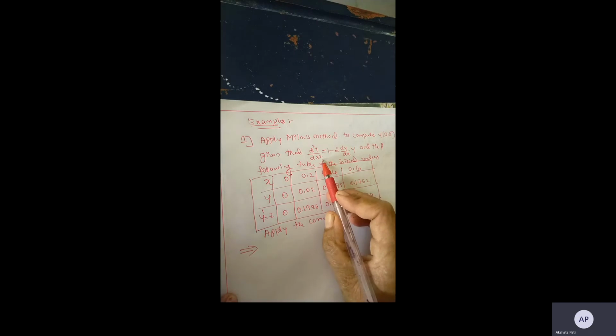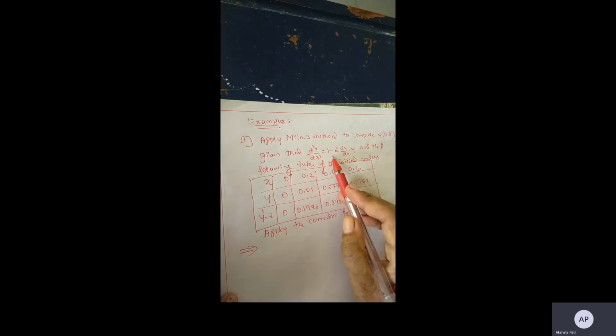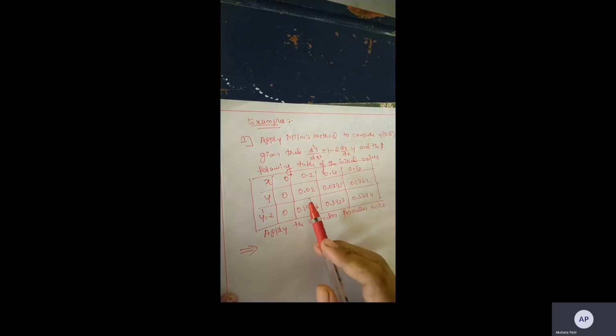Okay, so in this particular example, they have given a second order ordinary differential equation in the form d square y divided by dx square equals 1 minus 2 into dy by dx into y. They have given some initial values in this table: x data points, corresponding y values, and also y dash values. They are asking to apply the corrector formula twice by using Milne's method and to calculate the y value at x equals 0.8. Now let us solve this example.